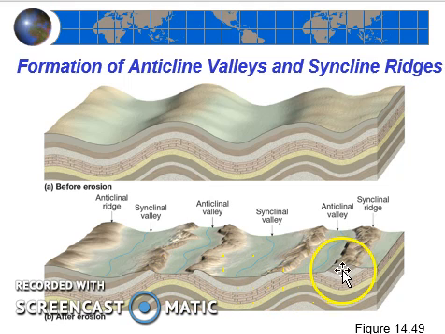Similarly, if you encounter a very resistant rock, that may not erode away, whereas the rocks around it will, and you can end up with a synclinal ridge. Take a moment to pause the video and check out each of these 4 different possibilities.